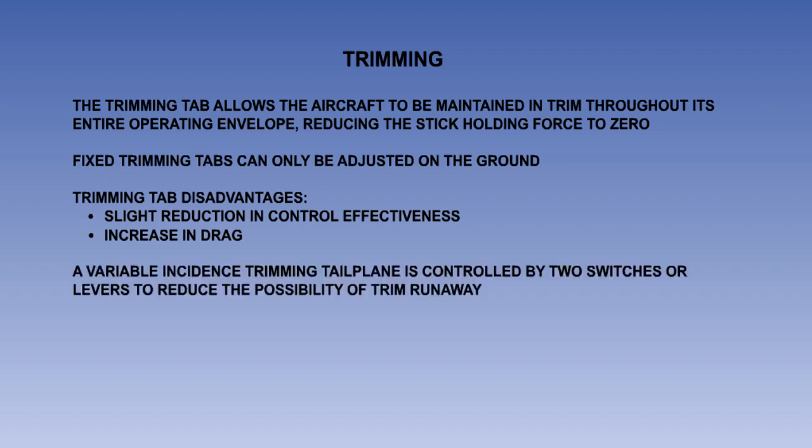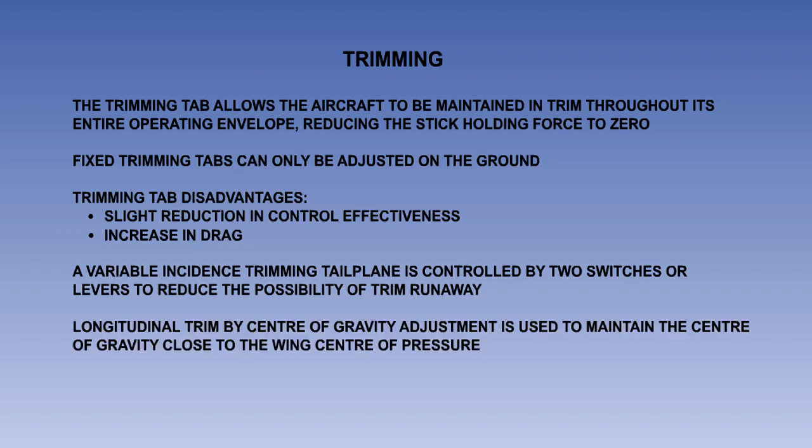A variable incidence trimming tailplane does not have the disadvantages of the elevator trim tab. Plus it has the ability to trim for larger changes in speed and centre of gravity position. It is controlled by 2 switches or levers to reduce the possibility of trim runaway.